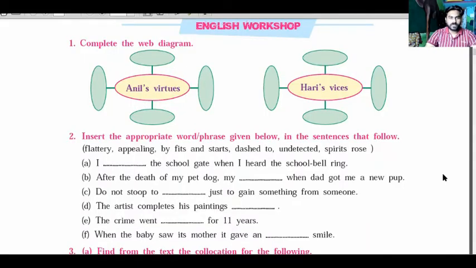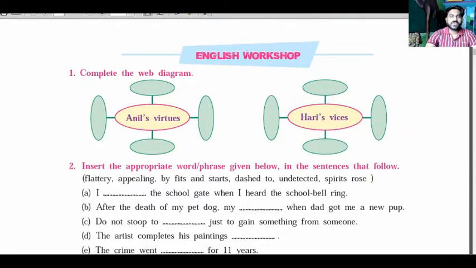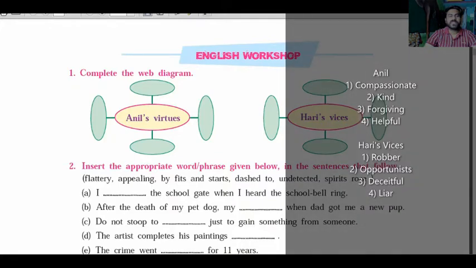So here we are, and this is today's workshop that we are going to learn. This is the thief's story, and on that story there is an English workshop. Let's start and see how we can solve it. The first question is: complete the web diagram. It means we have to solve the web diagram. Like this, we can face a web diagram in our exam. So let's see how we can solve this.